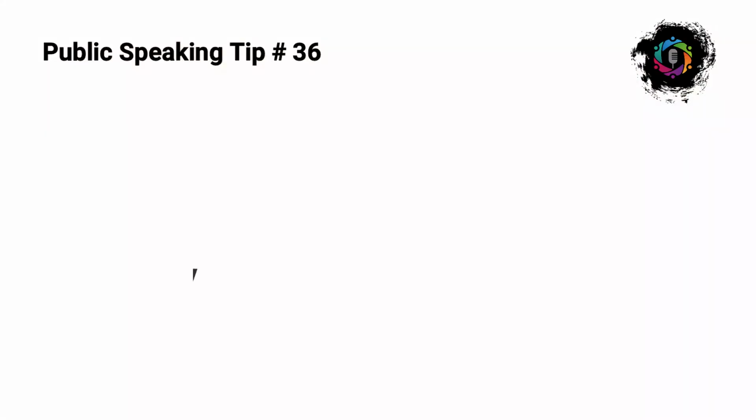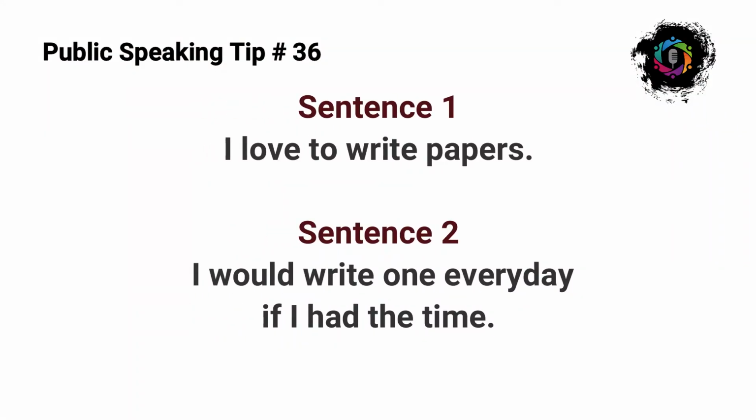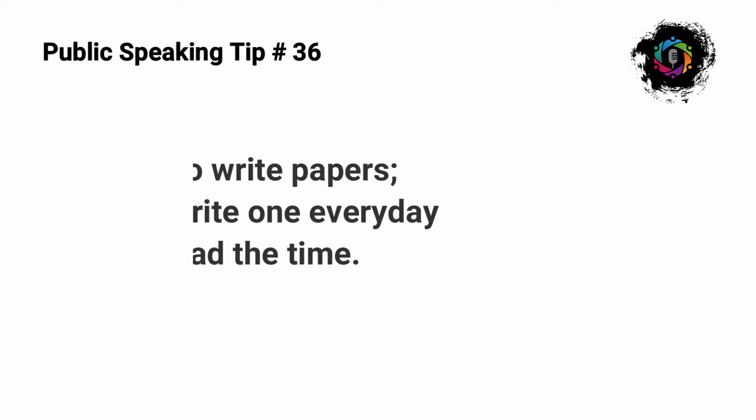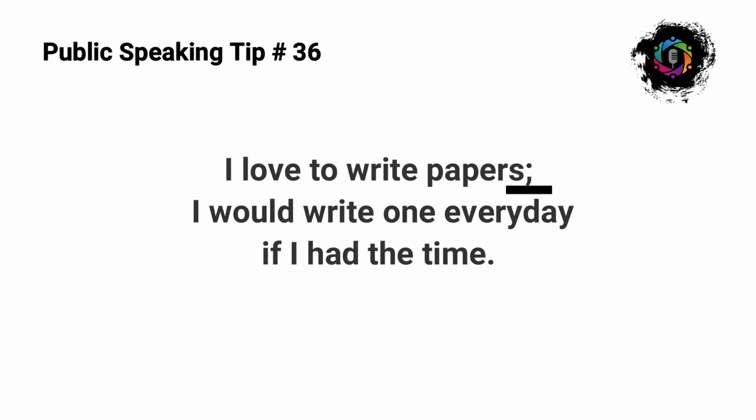There are different ways through which you can convert a run-on sentence. Let me give you the same example. Sentence 1, I love to write papers. Sentence 2, I would write one every day if I had the time. So I can divide the 2 sentences just by adding a full stop in between. The second option: I love to write papers; you can put a semicolon here; I would write one every day if I had the time. Here you are using a semicolon as punctuation which connects both of the sentences.